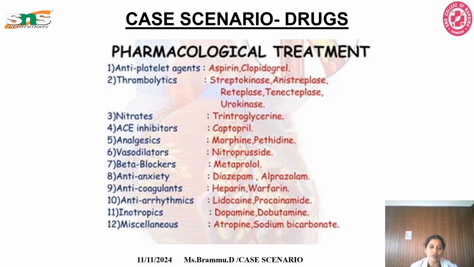These are the common drugs used in MI: antiplatelet agents, thrombolytics, nitrates, ACE inhibitors, analgesics, vasodilators, beta blockers, anti-anxiety drugs, anticoagulants, and anti-arrhythmic drugs if the patient is having any dysrhythmias. And if the patient is having a poor cardiac output, then we have to plan for inotropic agents, especially positive inotropes, and miscellaneous drugs, that is other drugs essentially given in case of any electrolyte imbalances. So these are the common examples of these pharmacological groups of drugs.